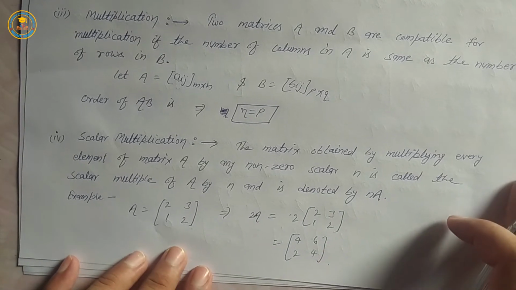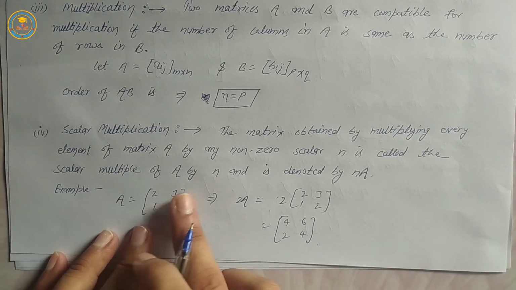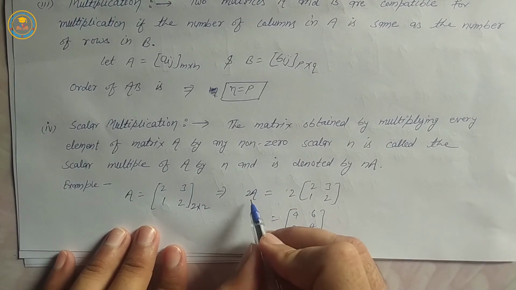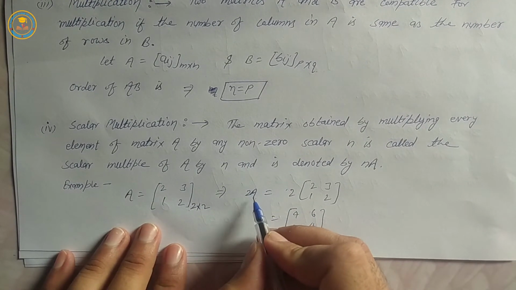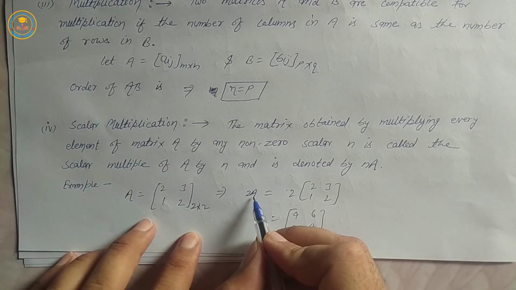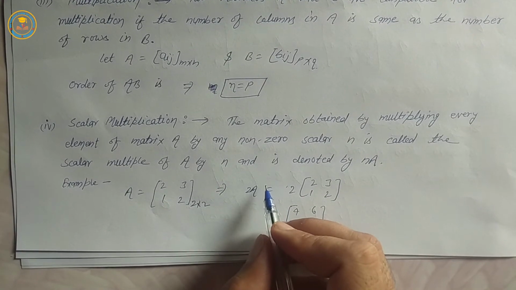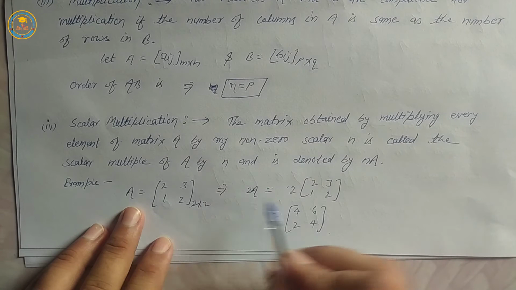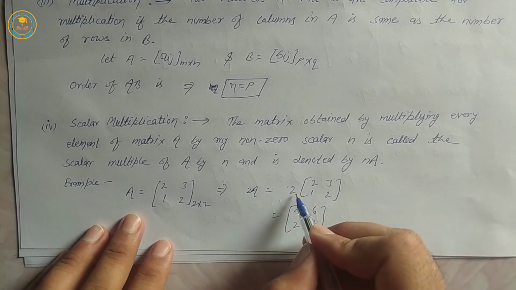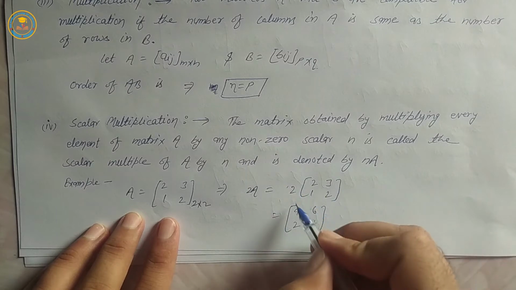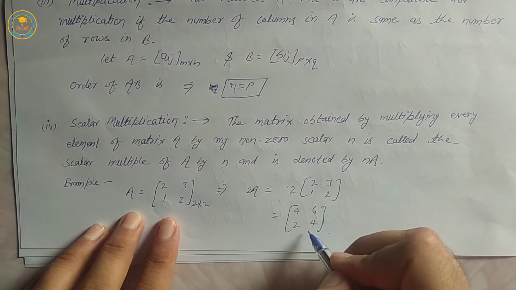For example, matrix A is 2, 3, 1, 2, with order 2 by 2. Scalar multiplication of A by the constant 2: 2 into A is equal to 2 into 2, 3, 1, 2, which gives 2 into 2 is 4, 2 into 3 is 6, 2 into 1 is 2, 2 into 2 is 4.